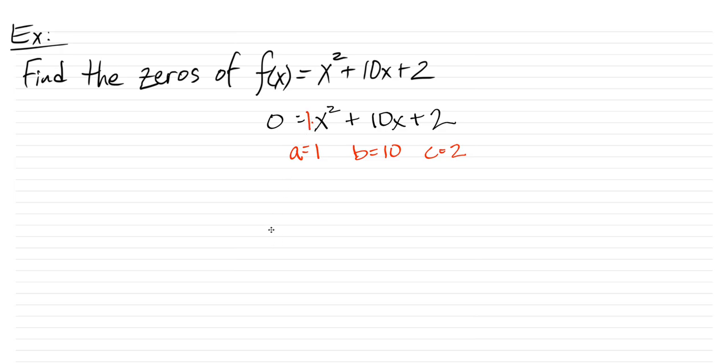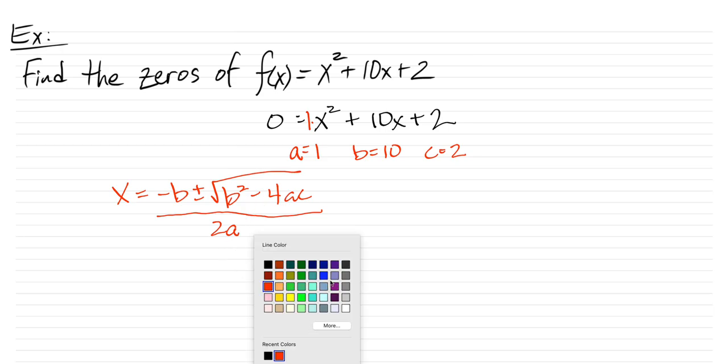Okay, so here we've got the numbers, and the quadratic formula relies on those. So I'm going to write down the generic one first. Negative b plus and minus the square root of b squared minus 4ac, all over 2a. It's so hard to write a line on this little tablet.